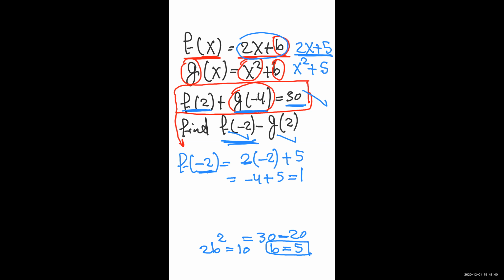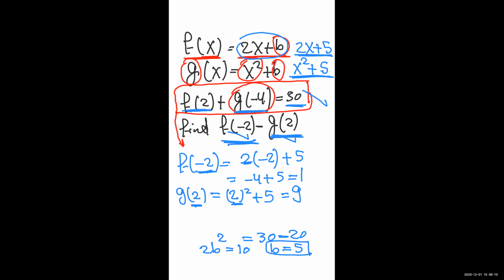Okay, then g of 2. Now get g of 2. So where is g now? It's this one, x squared plus 5. So x equals 2. So g of 2 will equal 2 squared plus 5, which will equal, 2 squared means 4, plus 5 means 9.